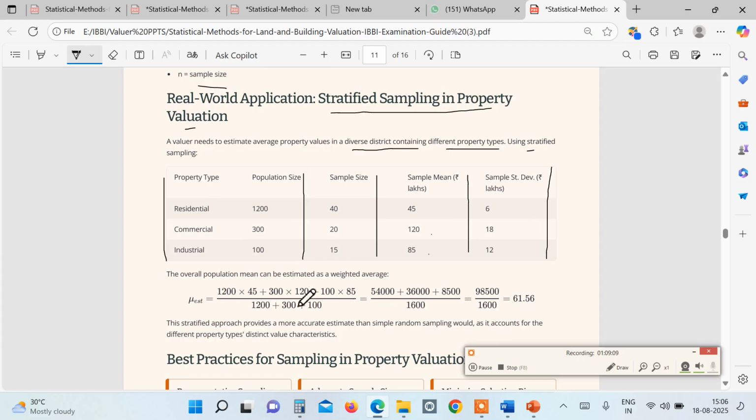So the overall population mean can be estimated with the weighted average, means 1200 multiplied by the mean 45, 300 multiplied by 120, 100 multiplied by 85, divided by 1200 plus 300 plus 100. So if you calculate, it is 61.456. So this stratified approach provides a more accurate estimation than simple random sampling would provide, as it accounts for different property types, distinct value characteristics.